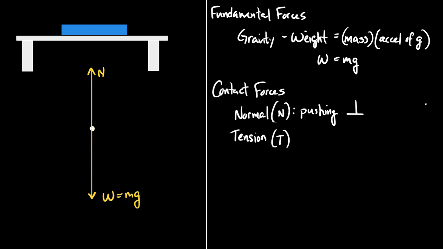Tension forces require some kind of conduit. They're pulling forces, so you're looking for a string, or a rope, or a cord, or something. An object can be experiencing lots of tension forces, one for every string acting on it. Tension forces act in the direction of the string. Whatever direction the string is attached, that's the direction it's acting, so tension forces can really be in almost any direction. There are other contact forces, and we'll see some later today, but right now that's a good start.